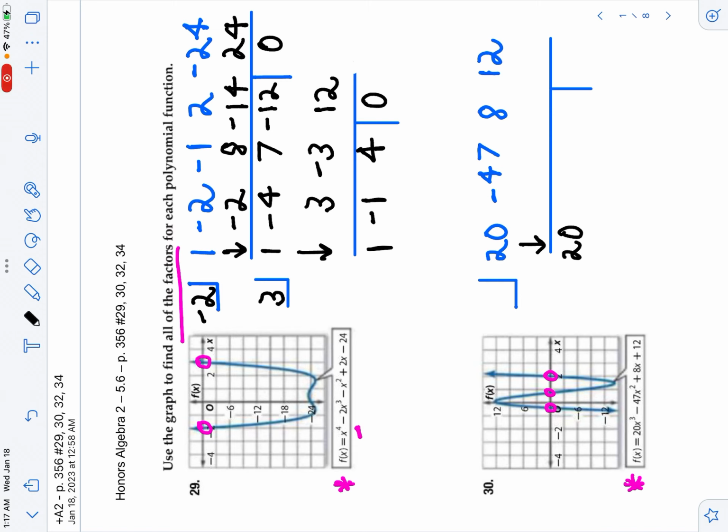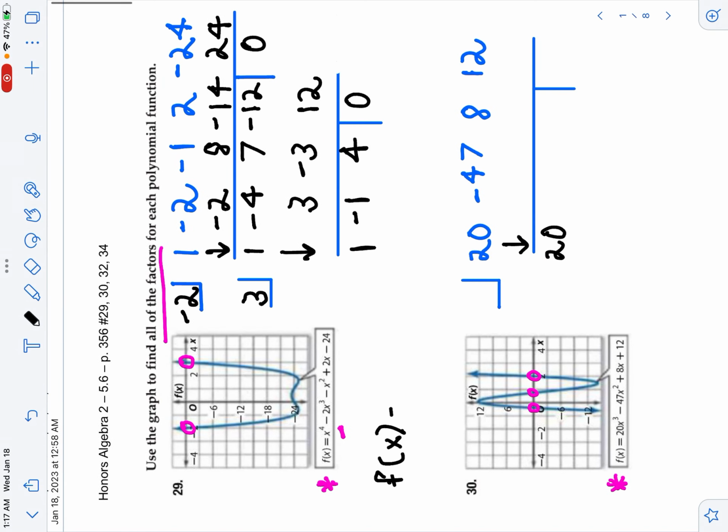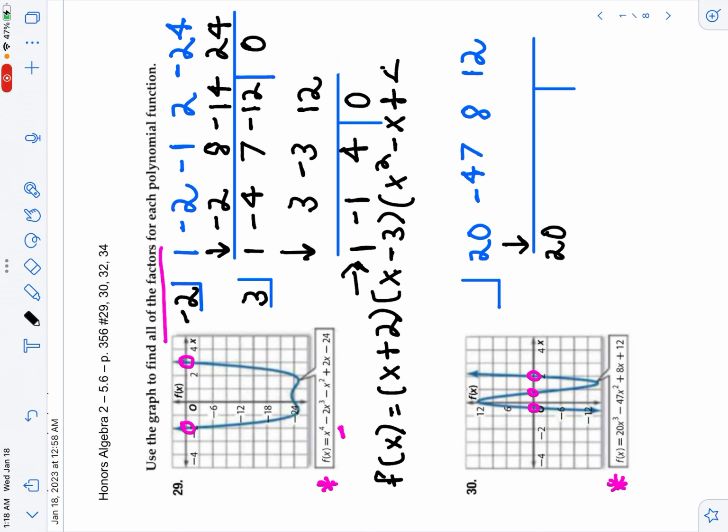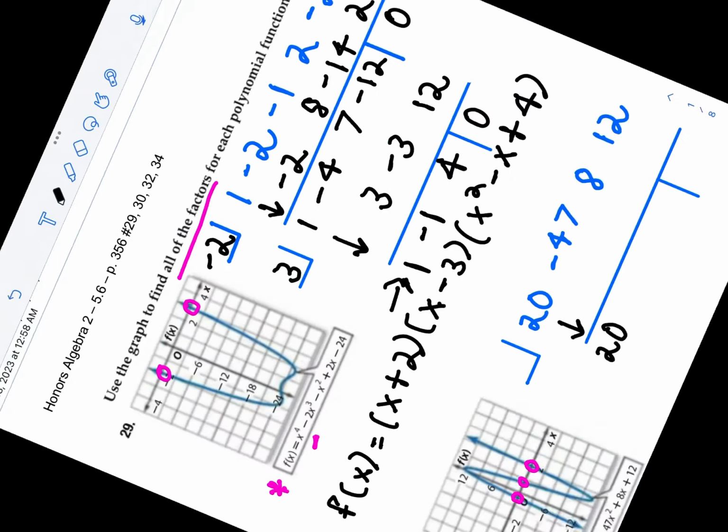So when it says find all the factors, the polynomial function f of x is going to have to factor into x plus 2, x minus 3, and then this row here tells me that I have 1x squared minus x plus 4. I don't think that's going to factor because there aren't two numbers that have a product of 4 and a sum of -1, or sum of 1.